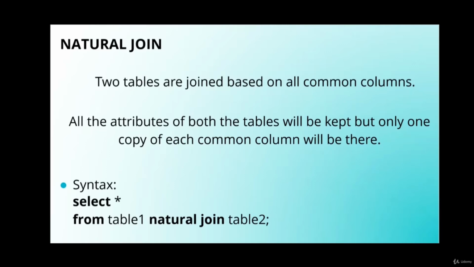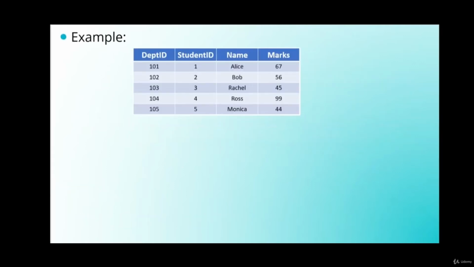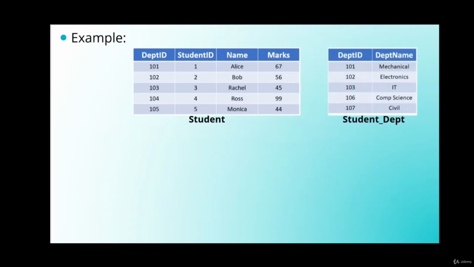So let's understand it with the help of an example. For example, we have two tables by the name student and student department. The student table has 4 attributes: department ID, student ID, name and marks. And the student department table has 2 attributes: department ID and department name.